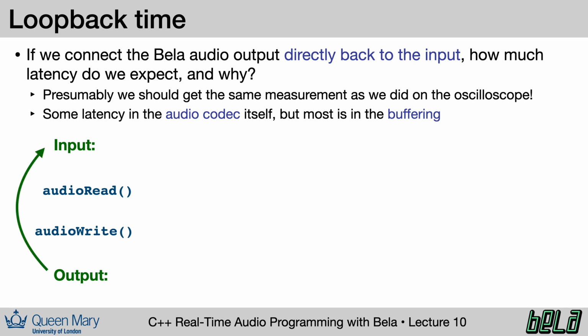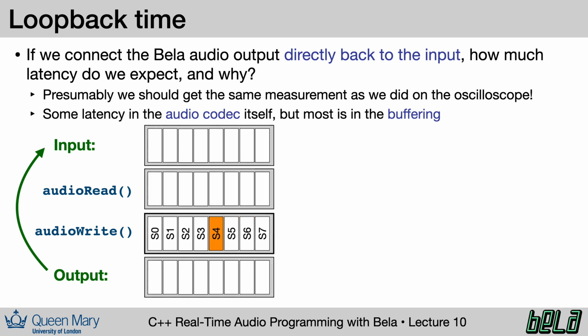Remember that we'll have a loopback cable attached here, so whatever appears at the audio output is the exact same signal that's going to appear at the audio input, with no inherent delay in hardware. Suppose then that we are running with a block size of 8 samples, and suppose that our latency tester code generated a pulse starting at sample 4 of a particular block.